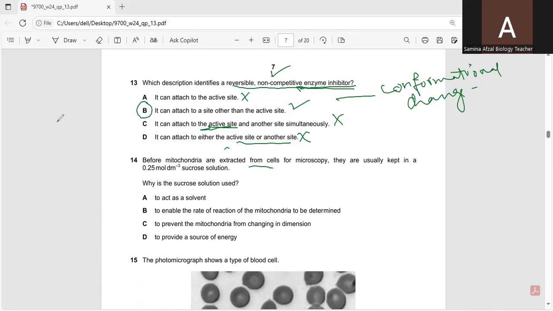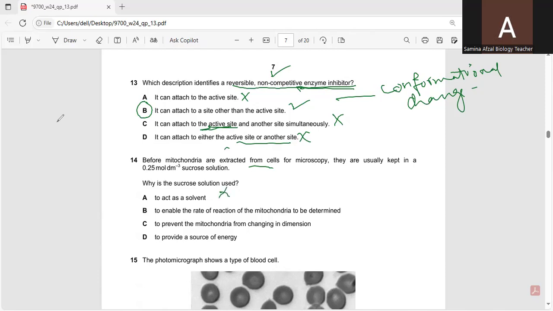The first option is to act as a solvent. A solvent can dissolve other substances into it. While sucrose dissolves in water to form a solution, simply acting as a solvent is not the primary reason for choosing sucrose at this concentration for mitochondrial extraction. Many substances could act as a solvent. The key is the osmotic properties of the solution. So this is not the primary reason.